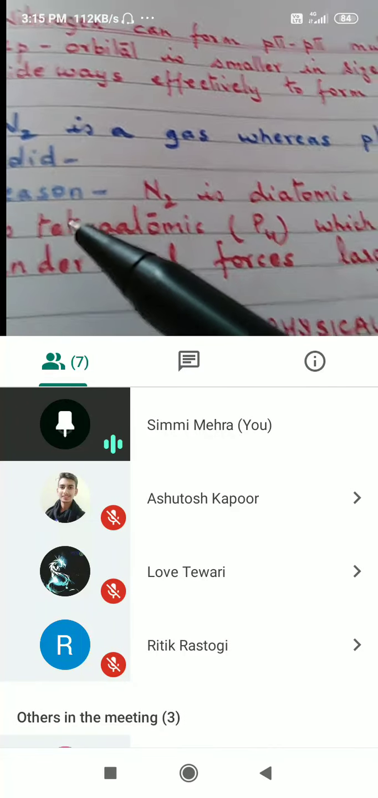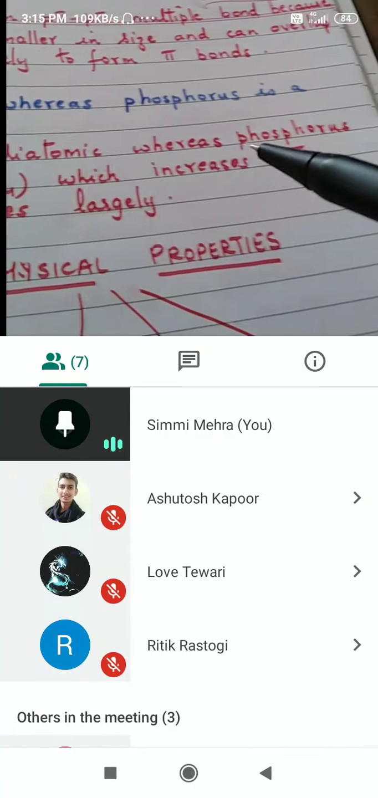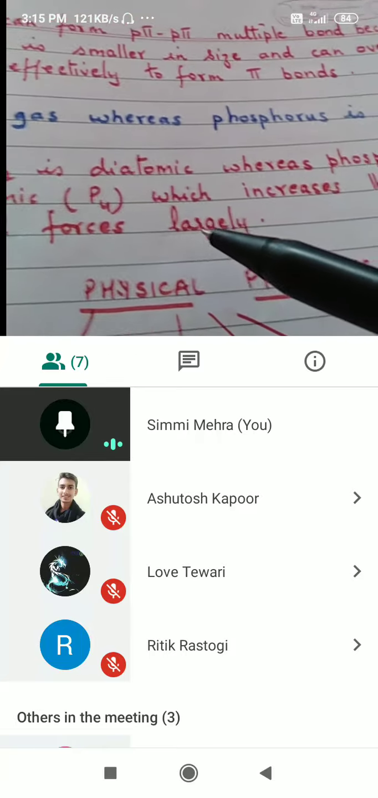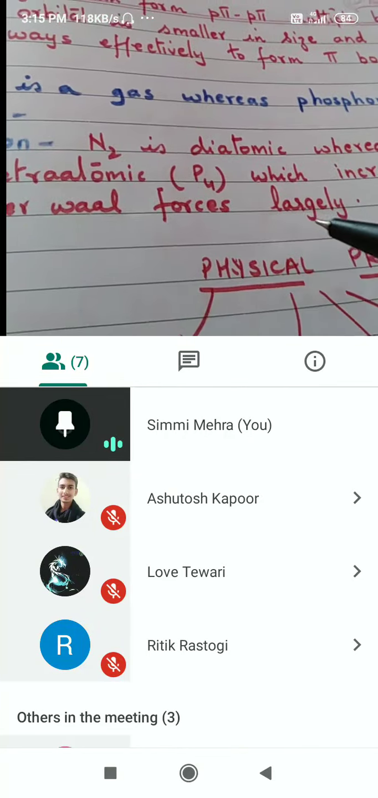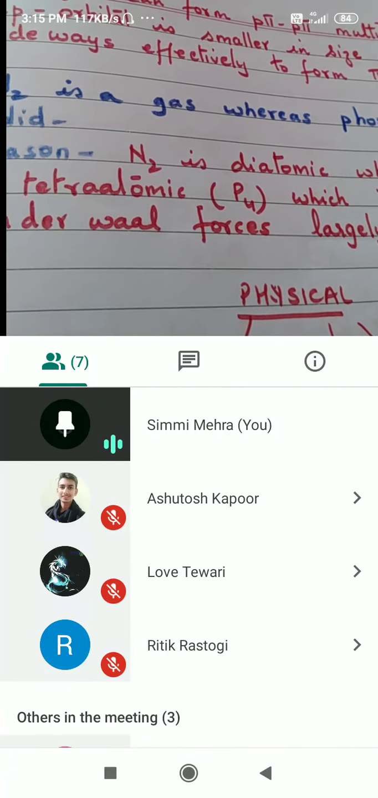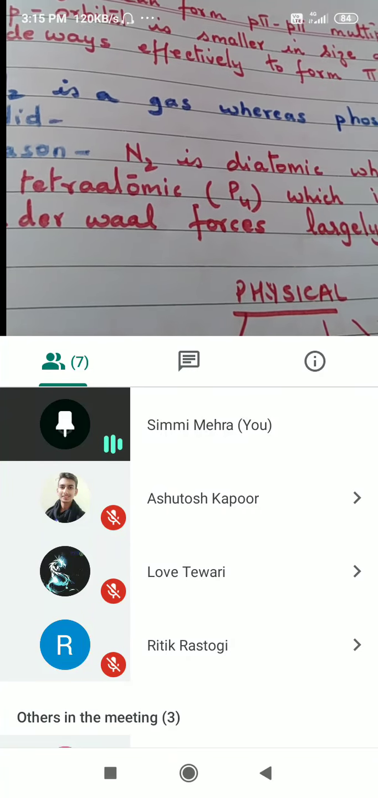The reason being is nitrogen is diatomic, that is, two atoms are linked together, whereas phosphorus is tetratomic, four atoms are linked together, which increases the van der Waals forces largely. What is van der Waals forces? It is force of attraction between two molecules and is directly proportional to area in contact.